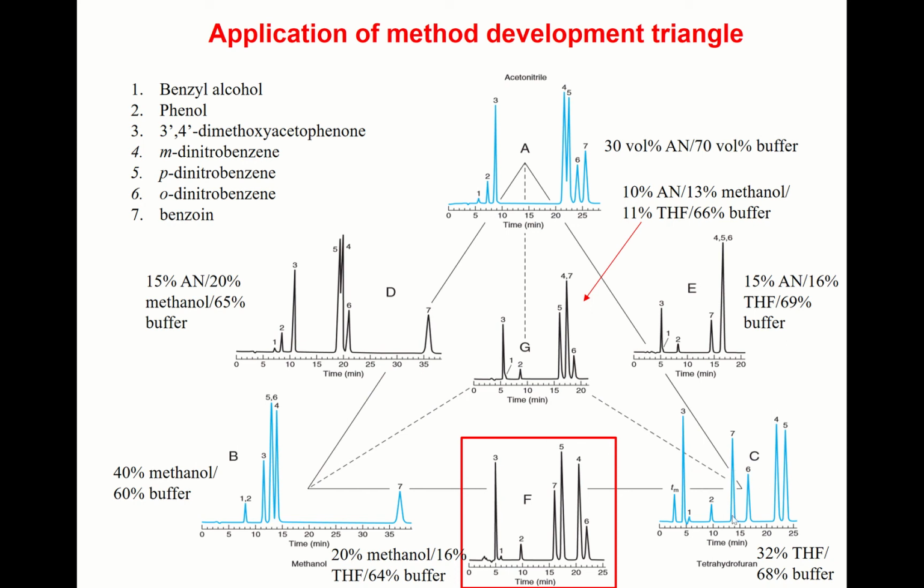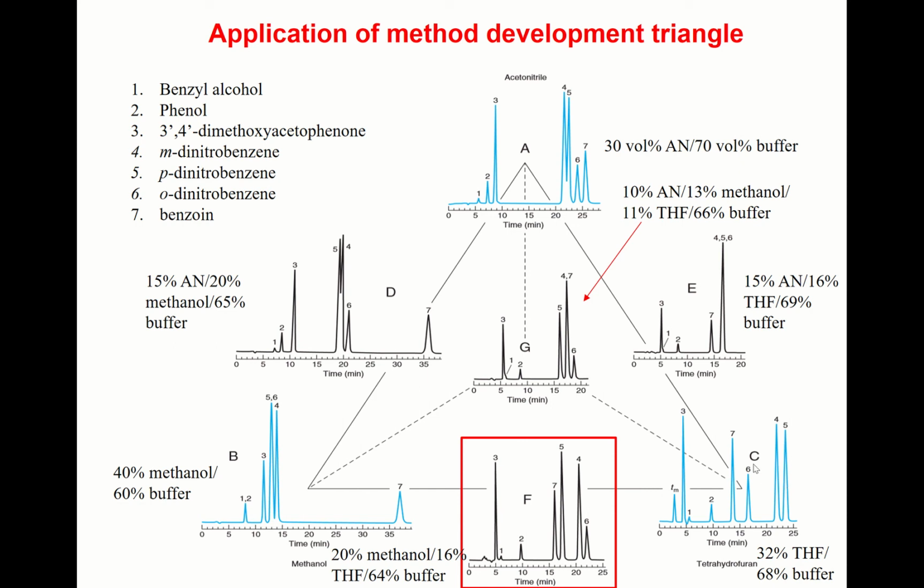So in that case, you change the ratio, and then 32% THF and 68% aqueous buffer gives you this chromatogram. Oh, this is actually quite good, because compounds 1, 2, 3, 4, 5, 6, 7 are well separated. All right, but don't stop here.